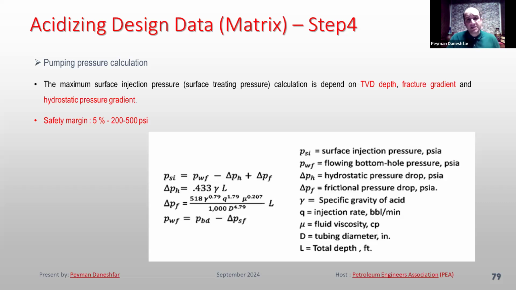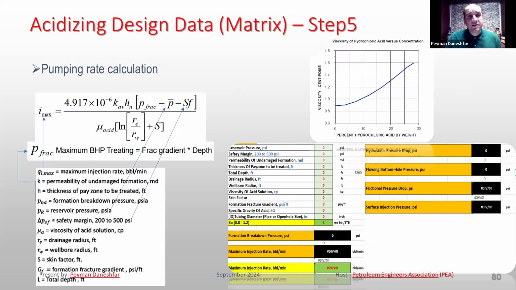And the next step is how to do the pumping rate calculation. These are more formulas. In the pumping rate calculation, as I told you, you can see the skin, the average permeability, and the thickness, and after that you find the injection rate.